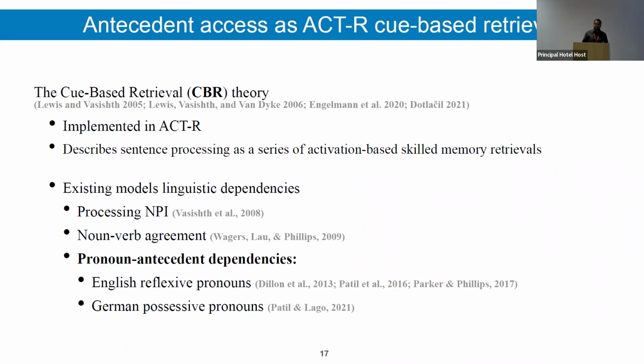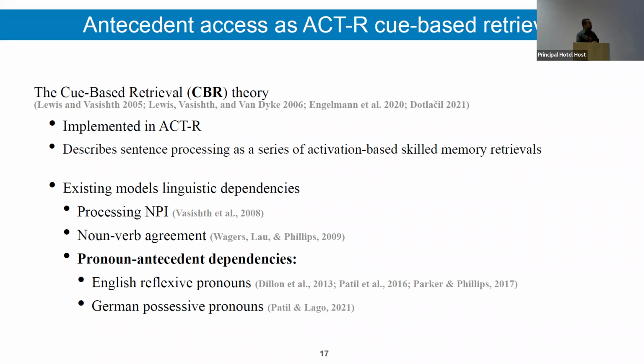All right, so this is the data we have, and our goal was to use the cue-based retrieval model and try to see whether we can use it to capture this difference between personal and demonstrative pronouns. So why the cue-based retrieval model? For all these reasons, and also because I like it, but there are also strong reasons: it has been used for many linguistic dependencies. It has been very influential for explaining retrieval processes in various linguistic dependencies.